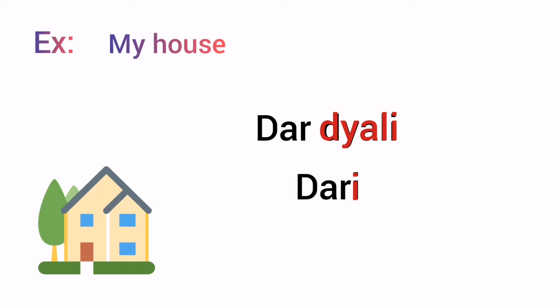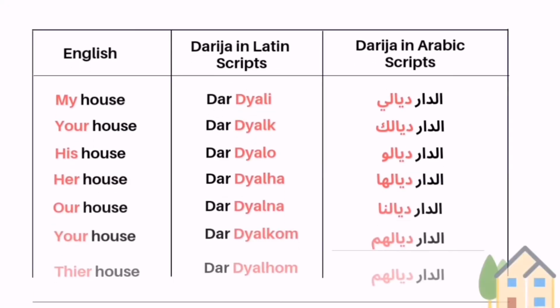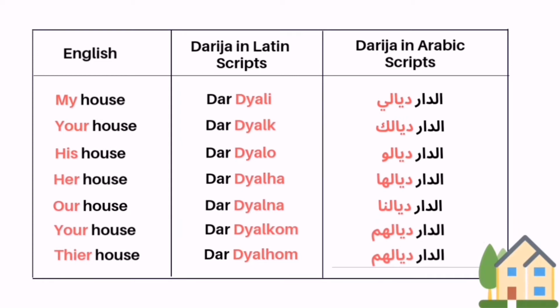Let's start with the first type. Dar dieli, dar dielek, dar dielo, dar dielha, dar dielna, dar dielkum, and finally dar dielhum. So we have dieli, dielek, dielo, dielha, dielna, dielkum, dielhum. And you can apply the same rule to all the Moroccan Arabic words that you know.